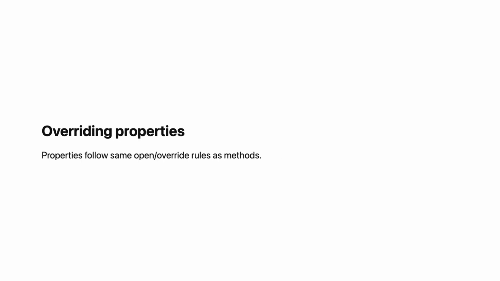Sealed classes model closed hierarchies. A result is success or failure, nothing else. An expression is literal, variable, or operation, nothing else. Use sealed classes when you know all the possibilities.